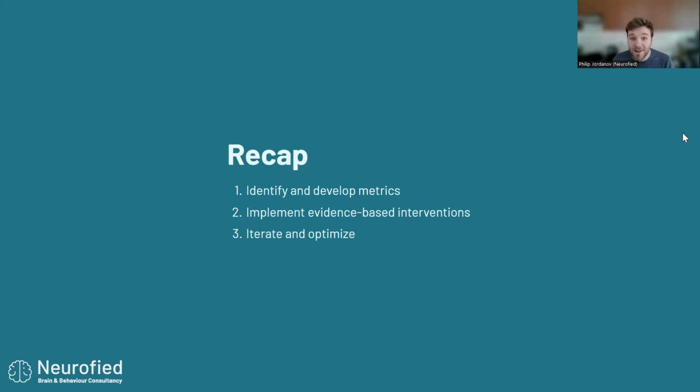So in short, it's as easy as identify those metrics. Make sure you have your key metric. Do the due diligence for that. Implement an evidence-based intervention. And this could be a simple tweak. This could be a huge program. This could be anything. This is a topic that we can discuss at length in another video. And then iterate and optimize.